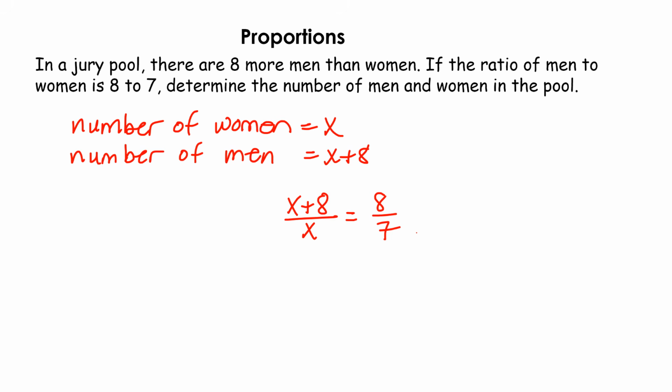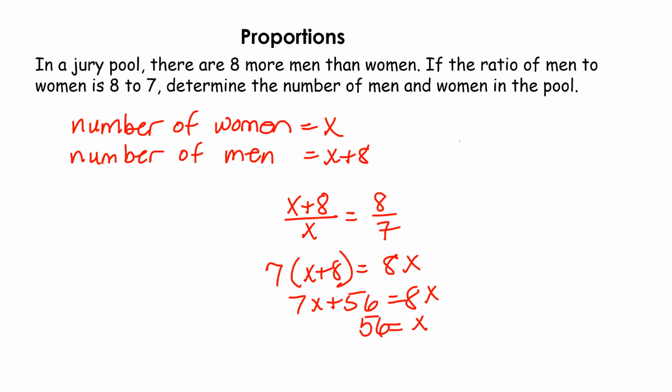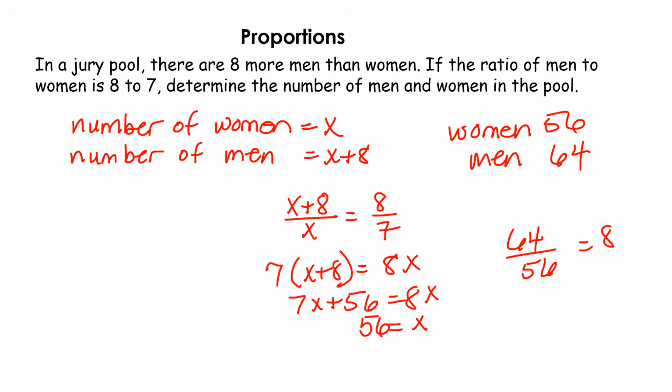Ratio means fraction, so this is how you would write a proportion. A proportion is an equation where you have a fraction on one side and a fraction on the other side. Now all I need to do is find the cross products, because when you have a proportion, cross products are equal. So 7 times X plus 8 is equal to 8X. So 7X plus 56 is equal to 8X, which means that X is equal to 56. And so the number of women is 56, and the number of men is 8 more than that, which is 64. And just to check, 64 over 56 is 8/7.